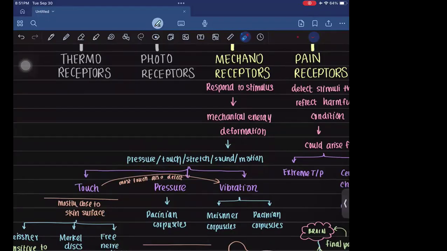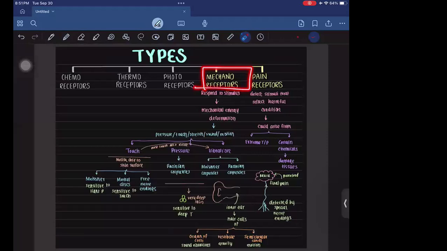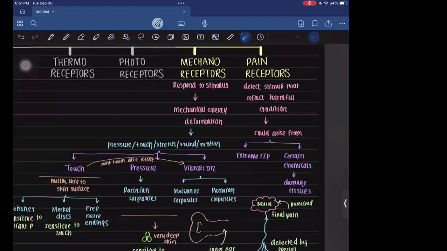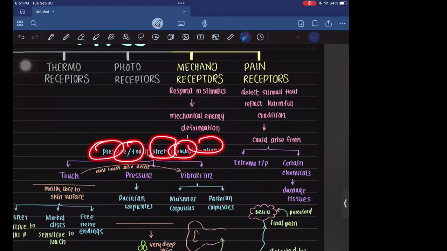All the extra stimuli which cannot be put into any of the other categories are detected by the mechanoreceptors. So what do mechanoreceptors do? They respond to stimuli arising as a result of mechanical energy deformation. Is it rocket science? No. Mechanical energy deformation means they detect pressure, touch, stretch, sound, or motion.